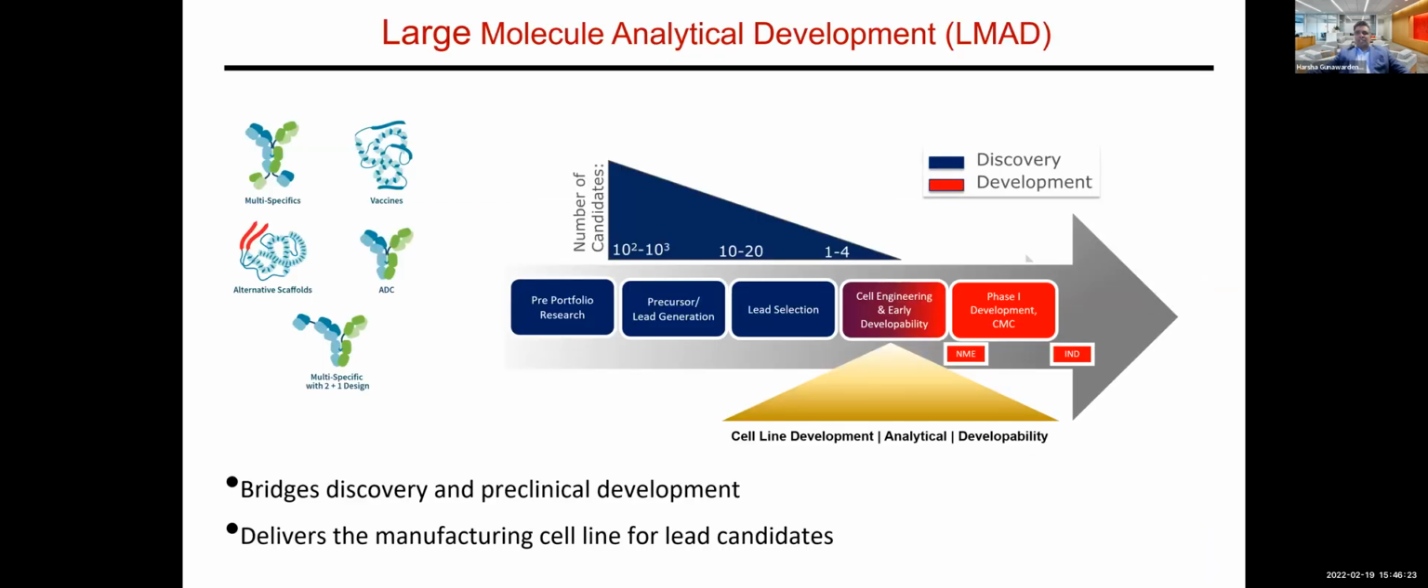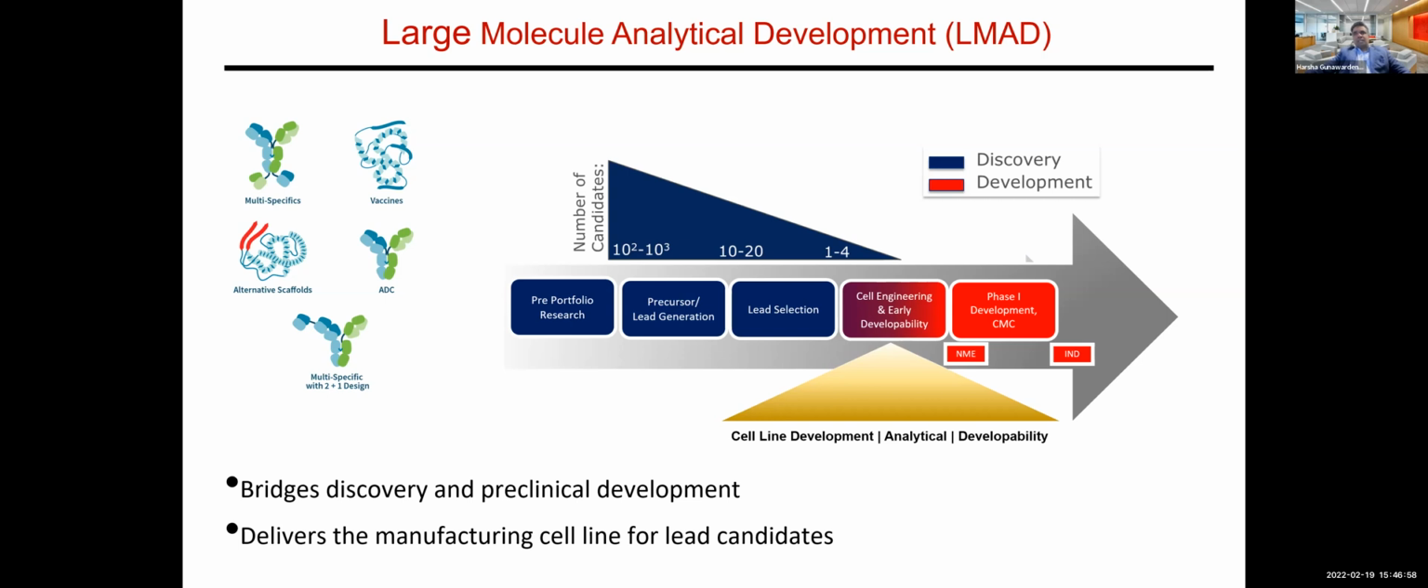This figure represents the general stages in large molecule early development. Once a target is declared during pre-portfolio research, candidates in the range of 100 to 1,000 molecules get screened and filtered through lead generation and lead selection stages to less than a few dozen molecules that enter our department, which was recently renamed the Cell Engineering and Early Development, or SEED for short. The SEED group is responsible for the selection of the cell line and early development activities, and is a function that sits in between discovery and development.